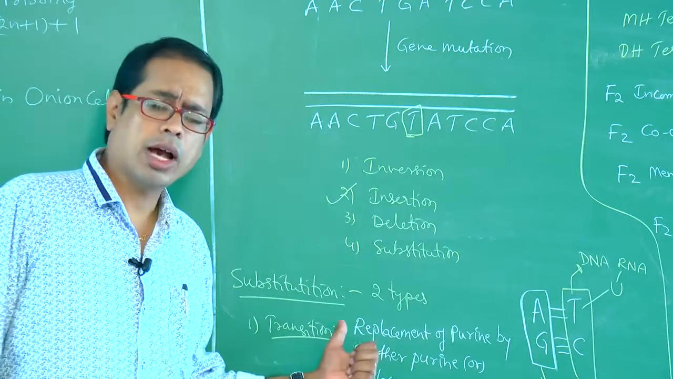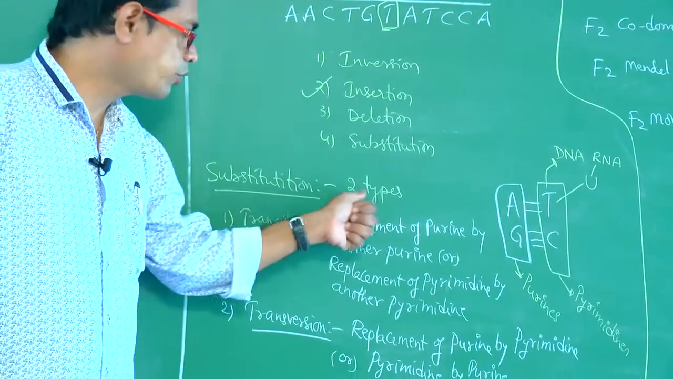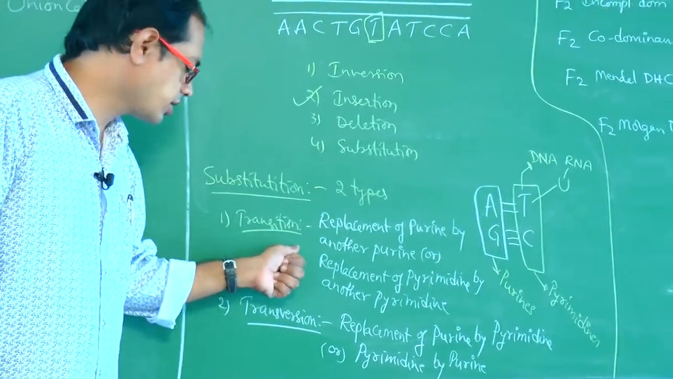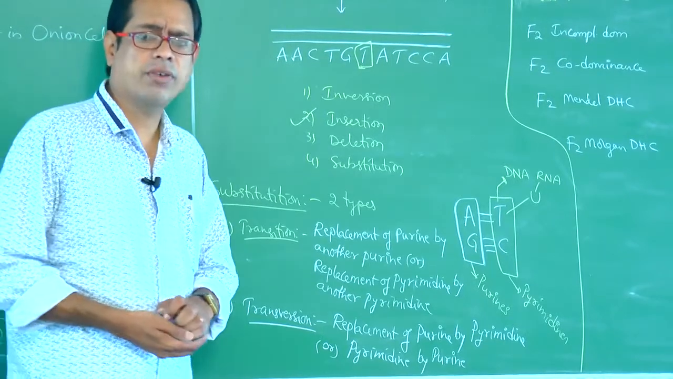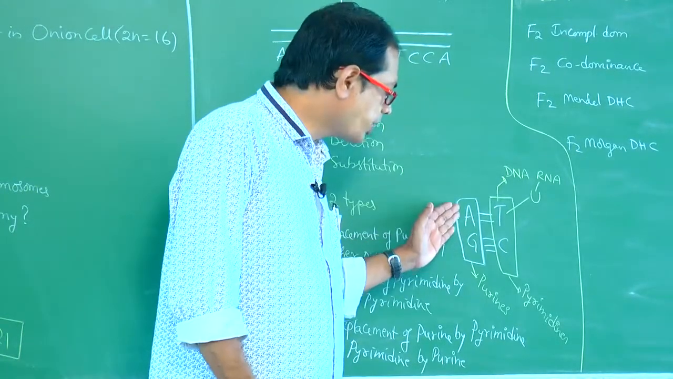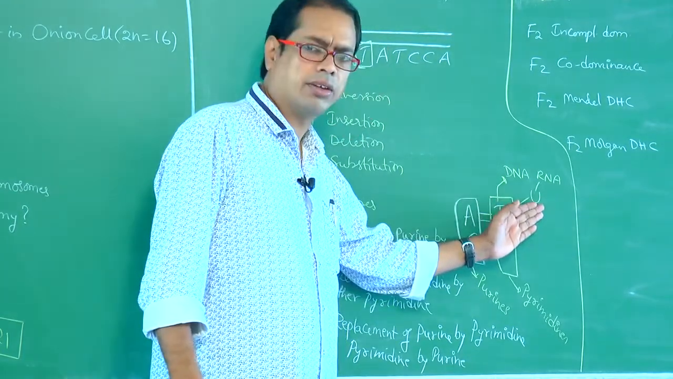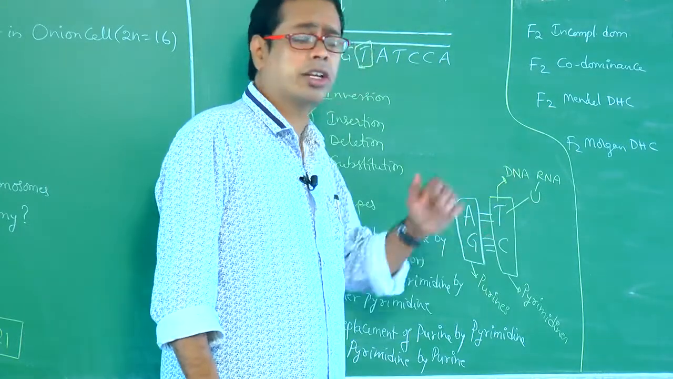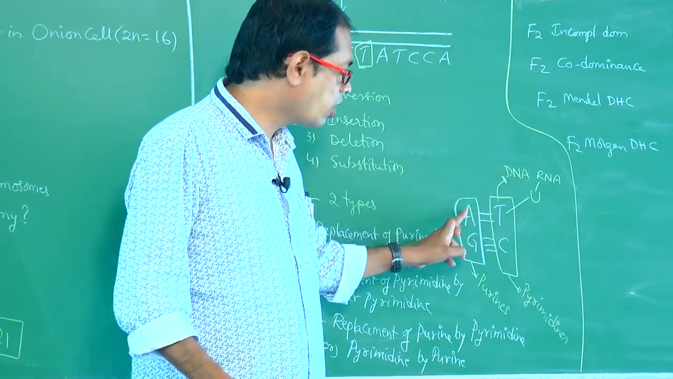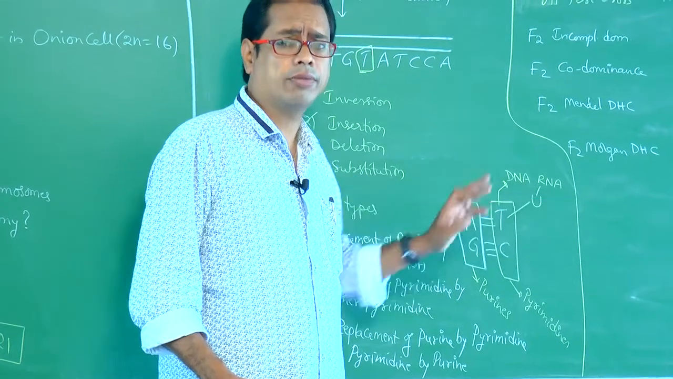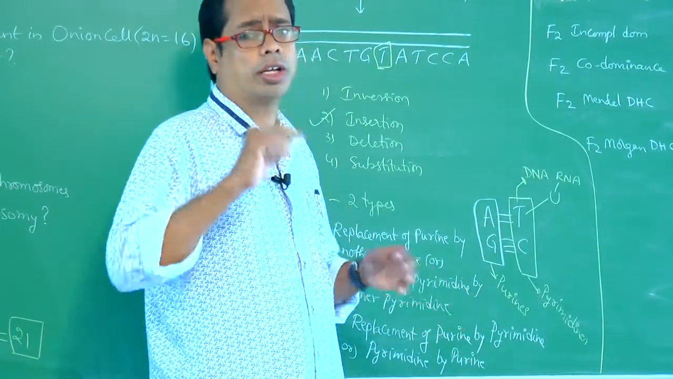Right. Some other points also we have to discuss. Substitution. So substitution is of two types. One is called transition, another one is transversion. First of all, we have to know pairing. A always pairs with thymine in DNA. In RNA, A always pairs with uracil. G always pairs with cytosine, in both DNA and RNA.